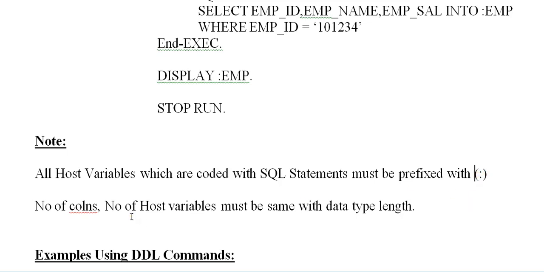So the number of columns and the number of host variables must be the same, with the same data type and length. If you are using DCL gen, it will take care of it. If you are trying to write it manually, be careful.